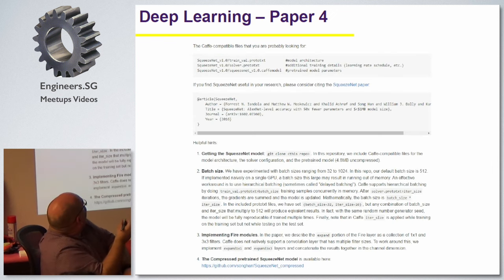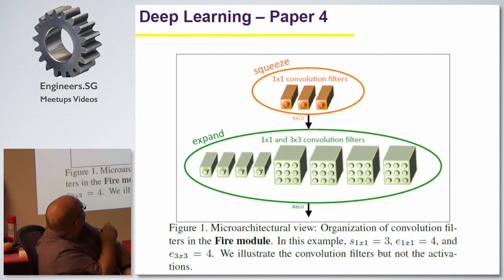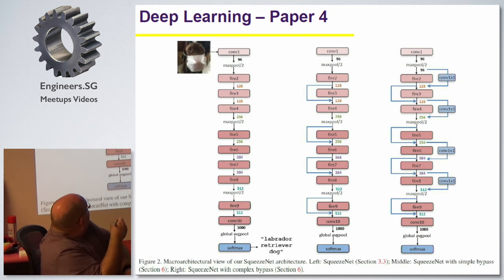I think those papers are more or less the same flavor, but it's the most recent paper, and they really squeeze the network to half a meg. Half a meg becomes really interesting, because even on an FPGA you can really start to make it happen. They look at the different fire modules, etc., and then they reduce certain aspects with some 1x1 convolution.